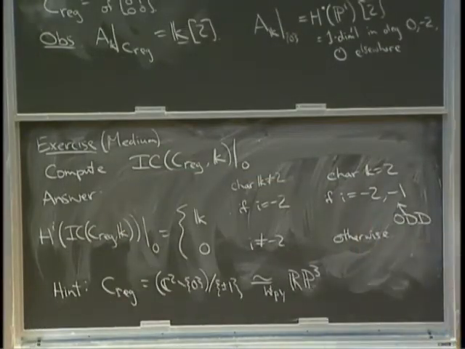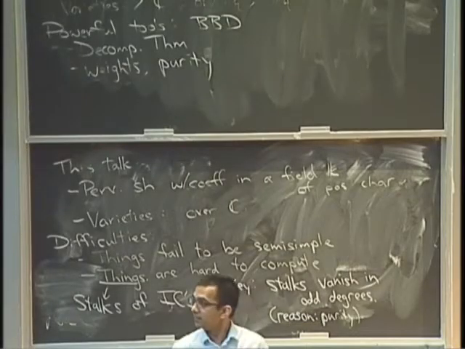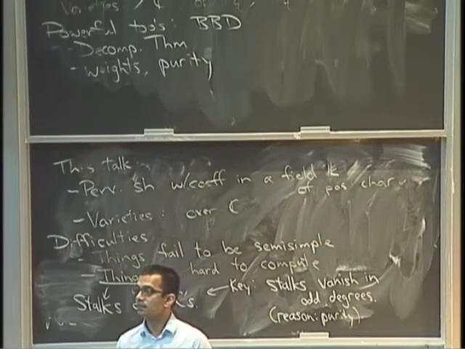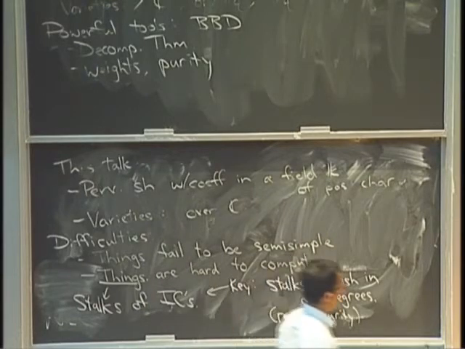So here's a corollary of this exercise. C reg, the regular nilpotent orbit, it's... how do I know this?